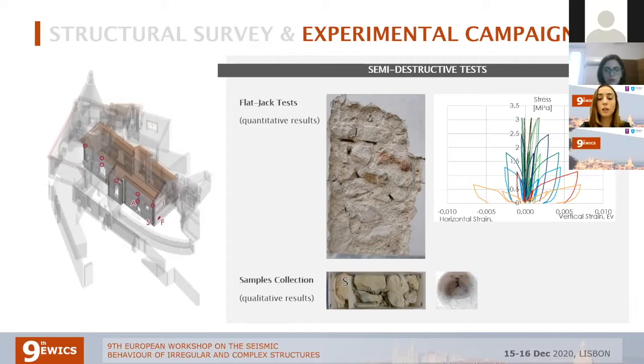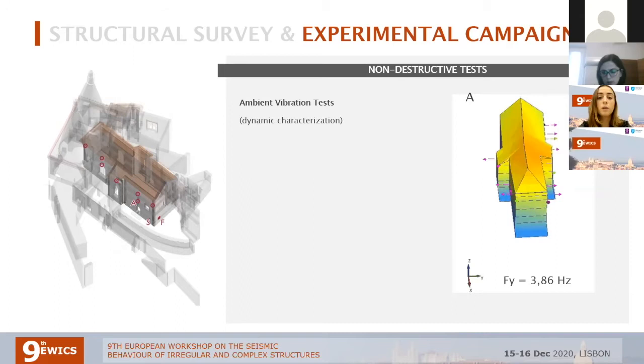Regarding the non-destructive tests, the ambient vibration tests performed allowed us to obtain the dynamic characterization of the buildings. It was of the utmost importance for the calibration and to understand the interaction of the buildings and their adjacent ones. Here you can see the first vibration mode of the chapel.